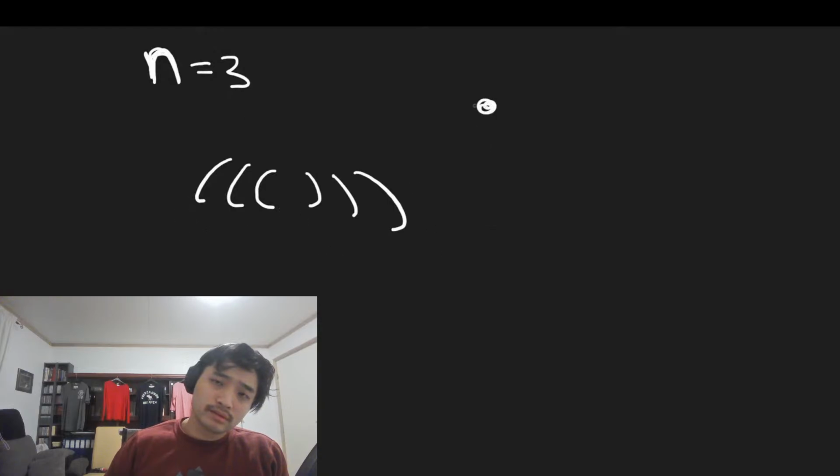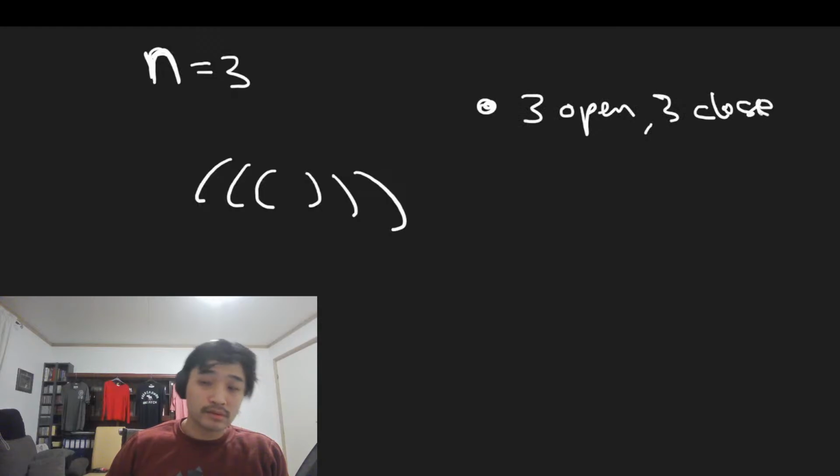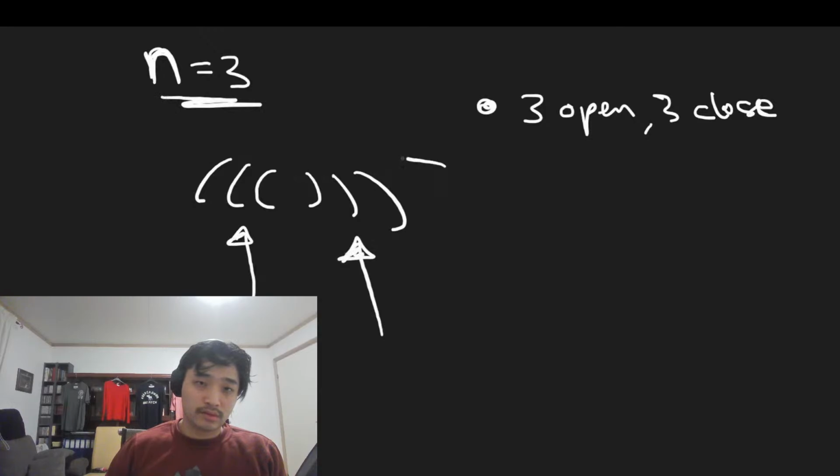Well, the first thing it tells us is that we need 3 open parentheses and 3 closing parentheses. That much is pretty obvious, like you could probably figure that out by yourself. If we have 3 pairs, then we definitely need 3 open and 3 closing parentheses. So in total, 6 parentheses.